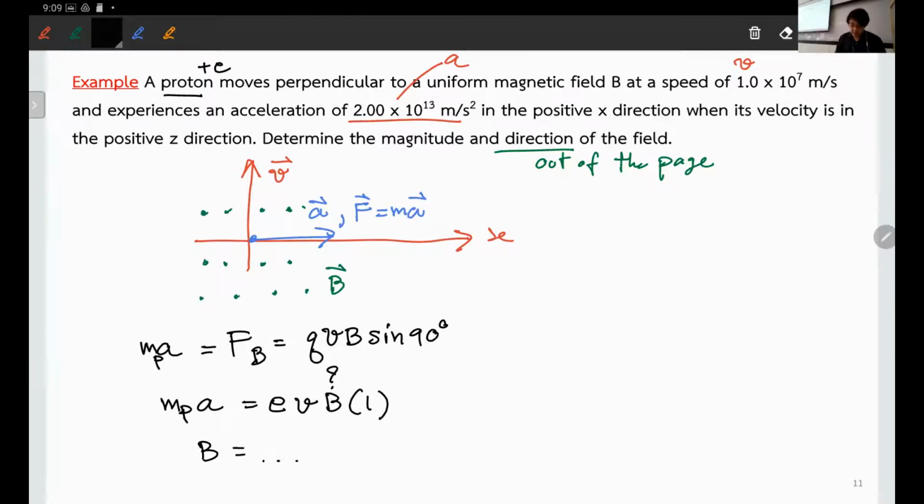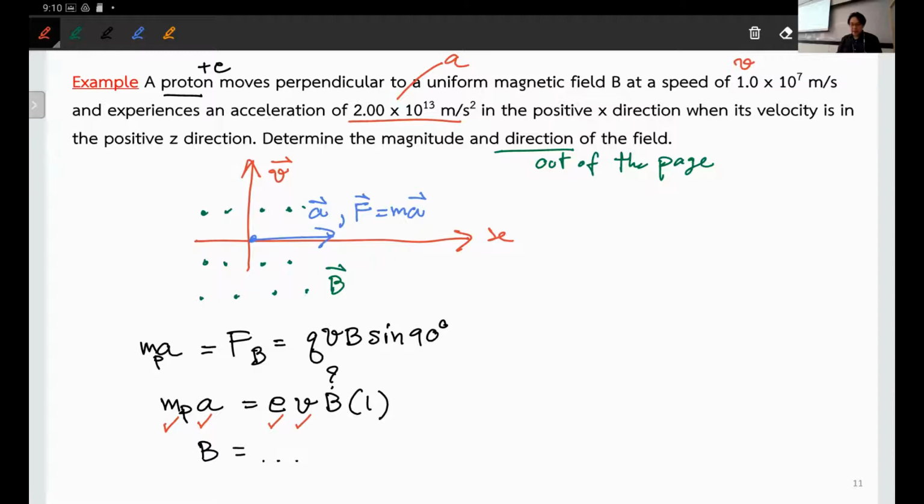Okay? All right. So mass is known, acceleration is given, electric charge is known, the velocity is given, so you should be able to figure out the B this way. All right. And once again, the mass of the proton and the charge of the proton is given, so you don't have to memorize anything. Okay, so that should be good.